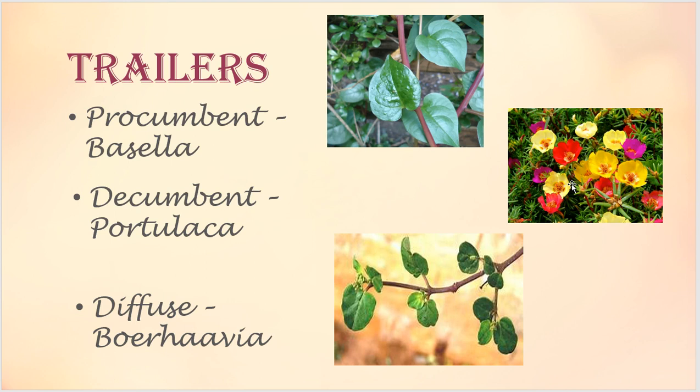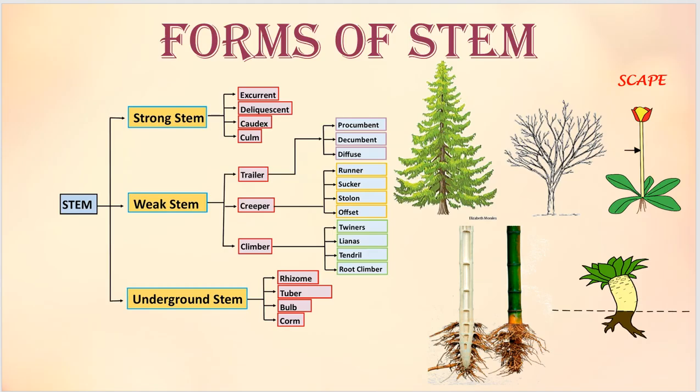And then the third kind is completely growing profusely in all directions. The stem will be producing lateral buds in all directions. It will be producing lateral branches. So that is diffuse. The best example for diffuse is Boerhaavia. So trailers can be divided into three: procumbent, decumbent, and diffuse.